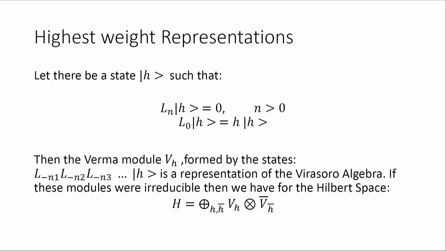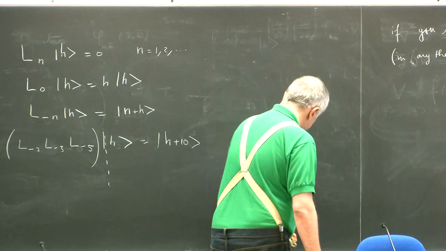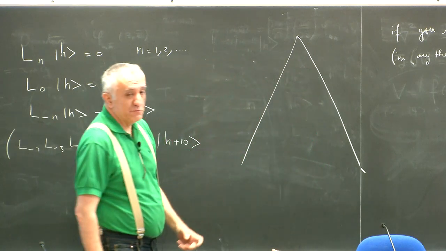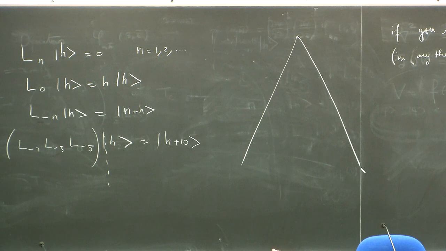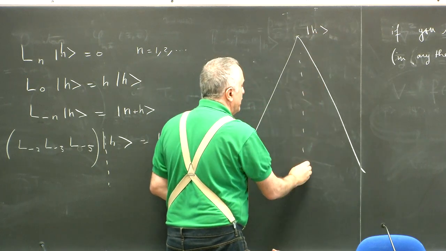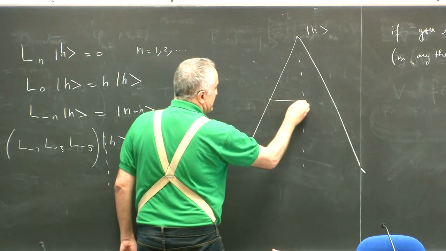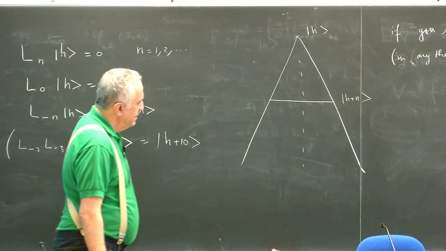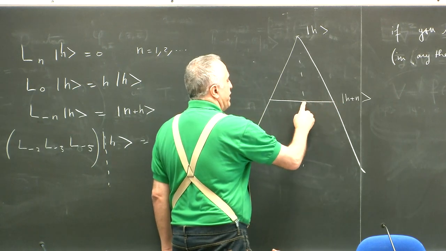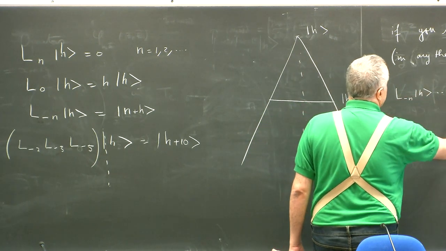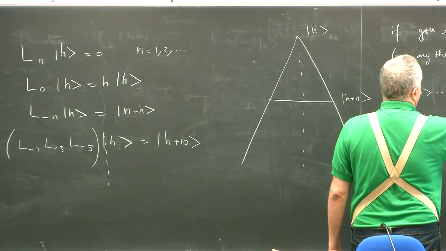So after I do this process, I find that I have a mountain. I heard Belavin himself giving a talk about this, and he called this the grandfather and his children. And the children come below. And at a level like this, I have the H plus N state. And the H plus N state is not just one of it. There are many of it, because I can reach there by L minus N on H, or I can reach there by L minus 1 to the power N on H.